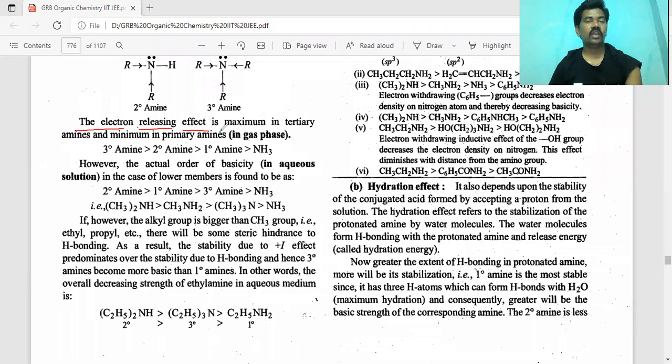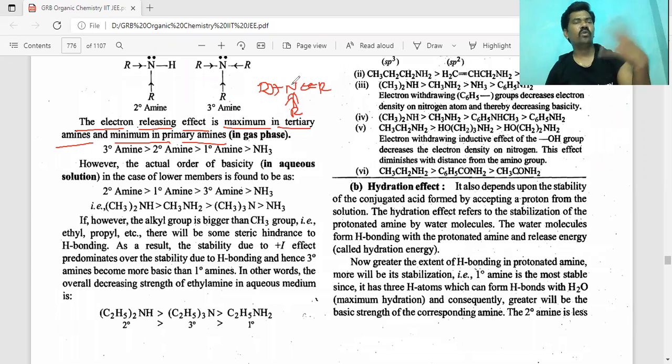The electron releasing effect is maximum in tertiary amines and minimum in primary amines. Electron releasing effect is maximum in tertiary, because tertiary means three alkyl groups are present. Three alkyl groups means more electrons will be released onto nitrogen, so it can donate more and more electrons, and basicity will be more. That is why in gaseous phase, tertiary amines are stronger bases than primary amines.